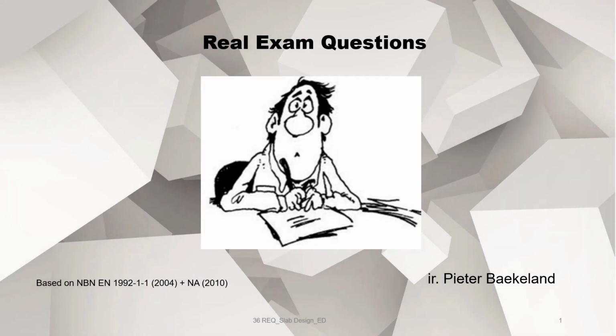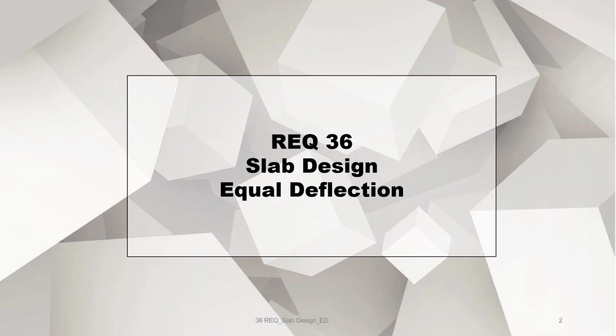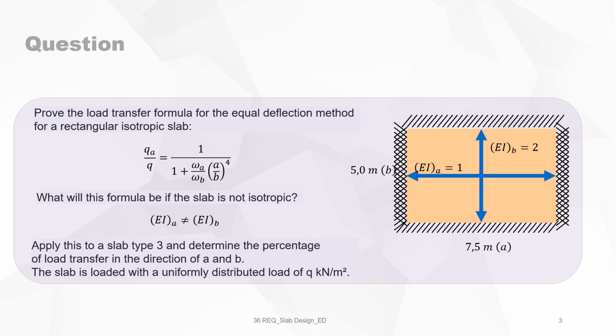Real exam questions. This is question 36. It's about slab design and the method of equal deflection. Prove the load transfer formula for the equal deflection method for a rectangular isotropic slab in the general case.